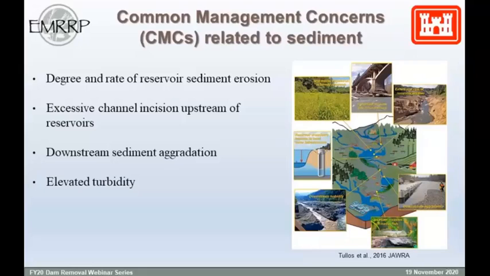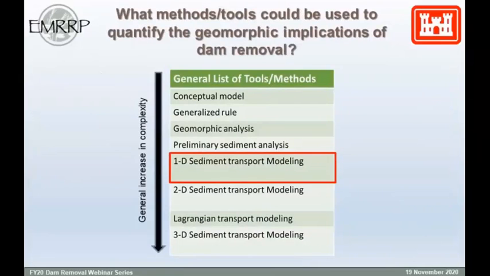So for the case study that I will be discussing with you today, I'm using these 4 common management concerns as a guide to identify outputs from a 1D numerical model that could potentially inform these concerns. Last webinar, Dr. Lackey provided very good information about a list of different tools or methods that could be used to quantify the geomorphic implications of dam removal. And today I'll be focusing specifically on 1D sediment transport modeling.